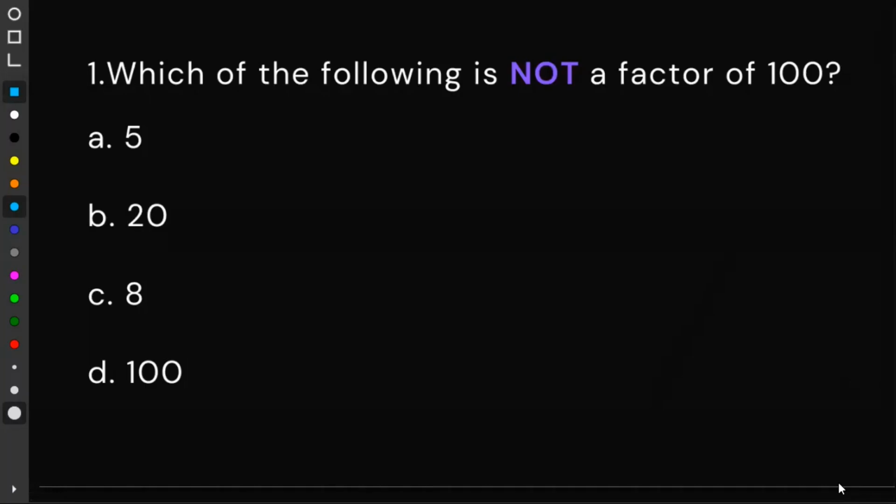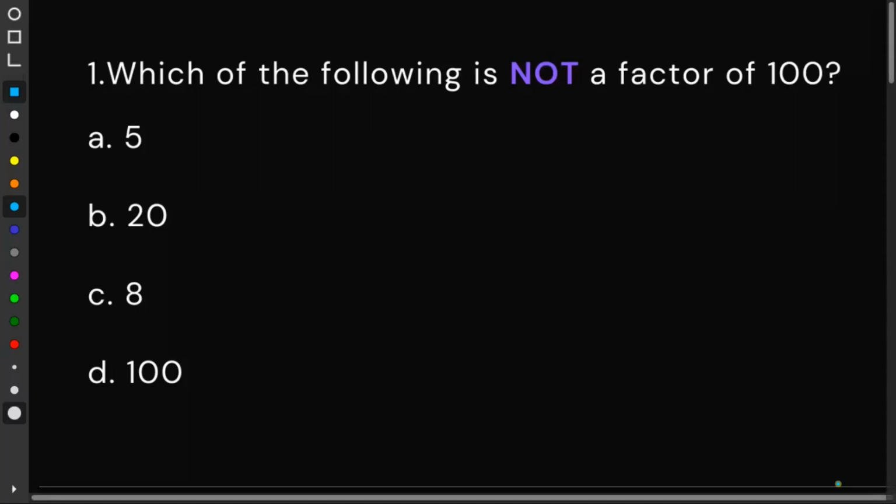So for this video, we'll be showing some examples of the GCF, or the greatest common factor. So we start with: which of the following is not a factor of 100? For this one, there are many ways that we could go on with this example, but we'll start off by listing the factors of 100.